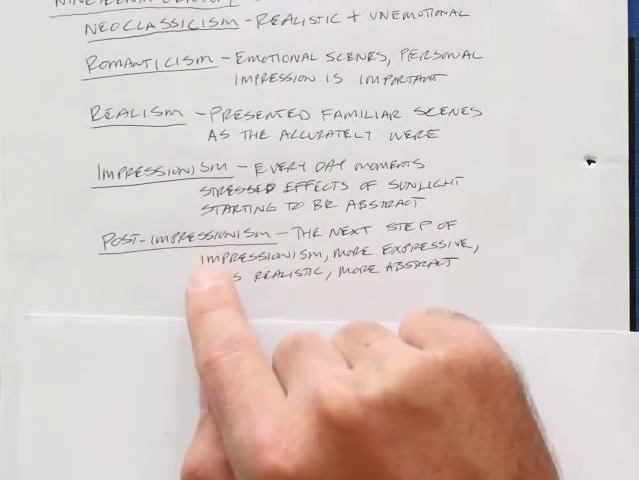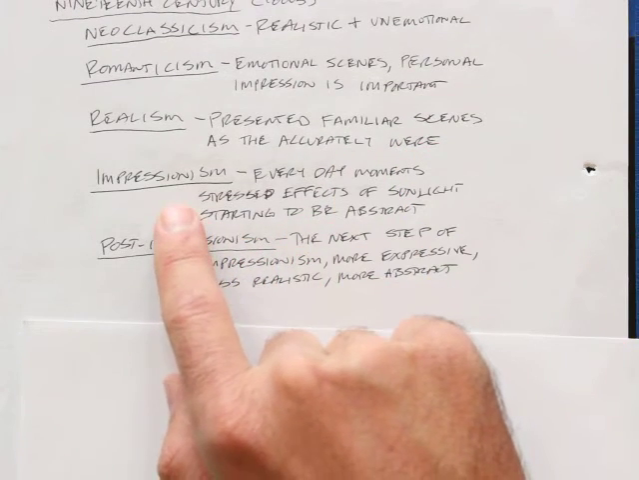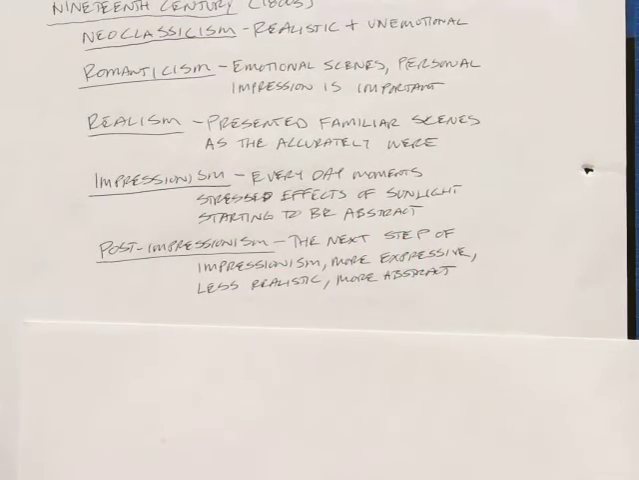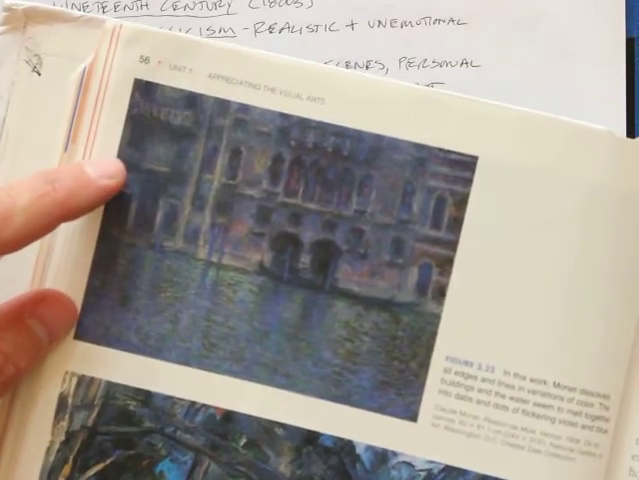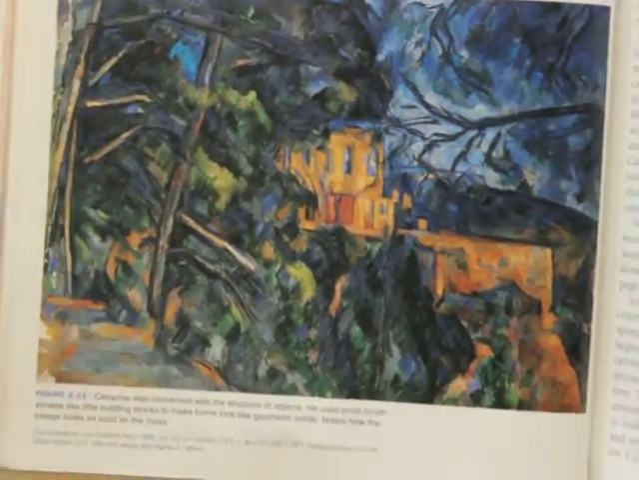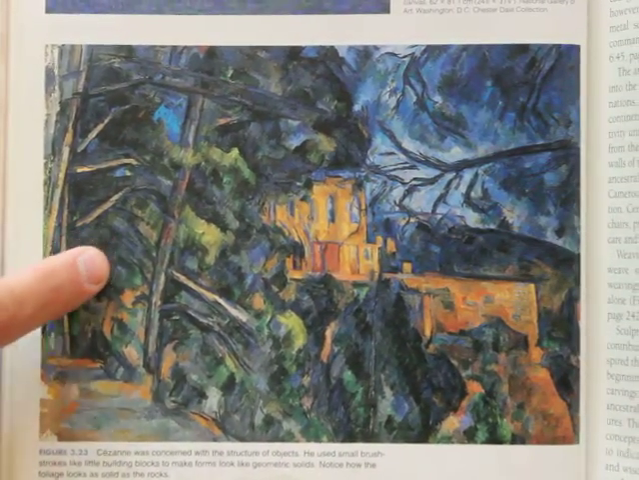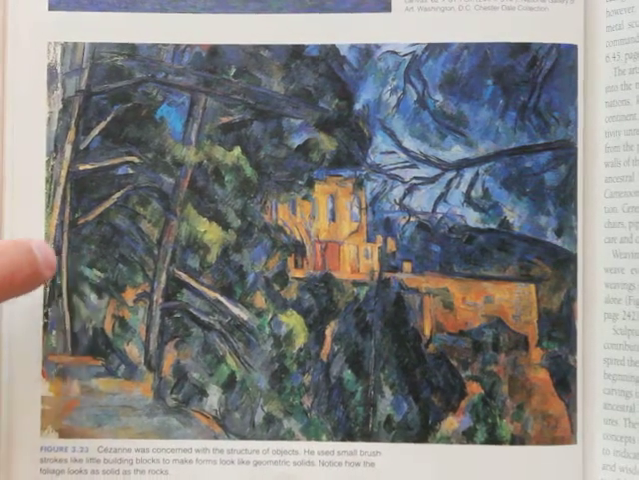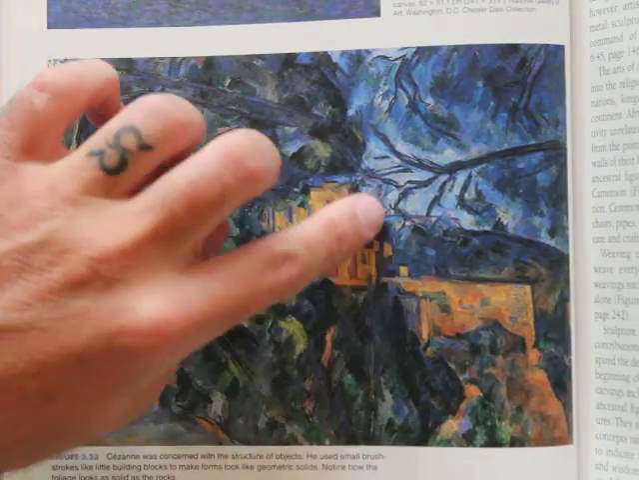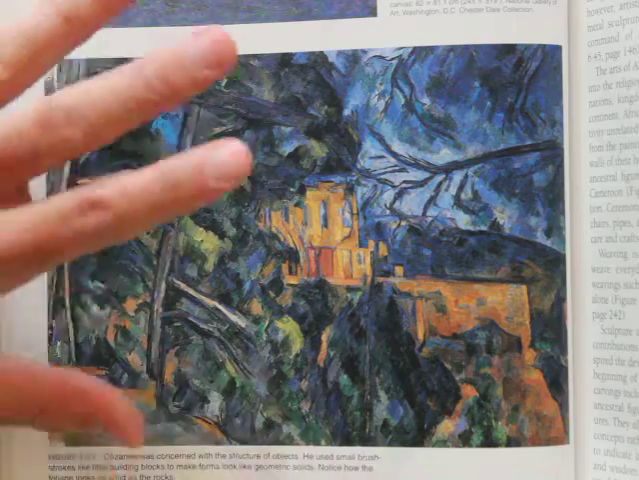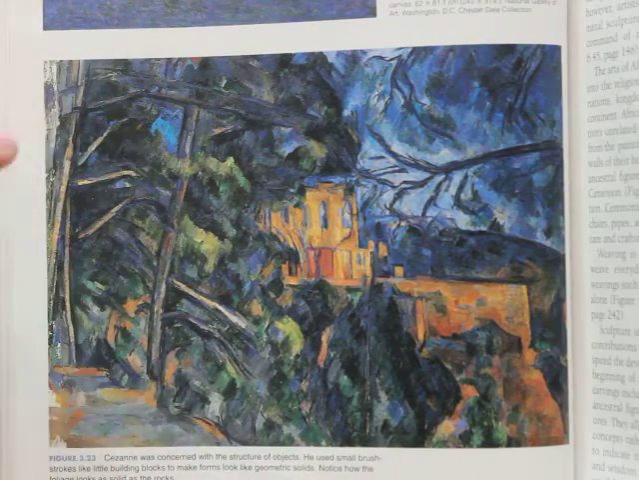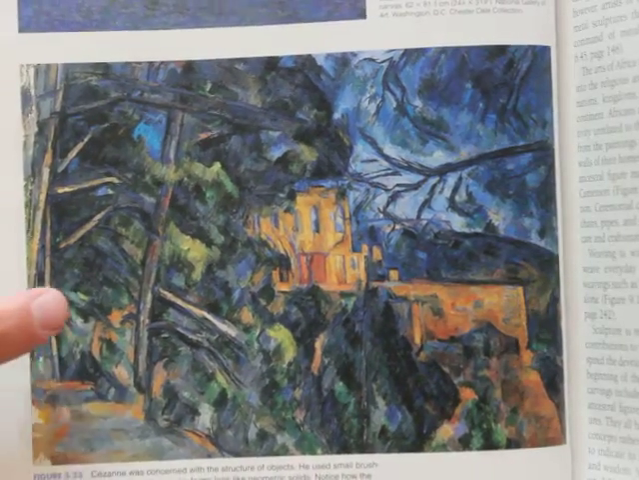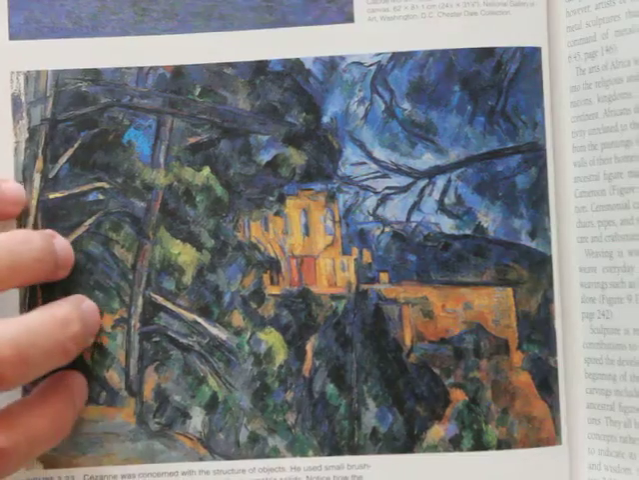Then we have post-impressionism. If Impressionism starts to abstract the real environment, Post-Impressionism really abstracts the environment. This Cezanne here is a good example of Post-Impressionism. Notice how you can still kind of see there's a tree, there's a house, there's stuff going on, but it's very abstract. It's not realistic. But you can still see that there's stuff happening. You can still recognize shapes and see that this is a scene of some sort.